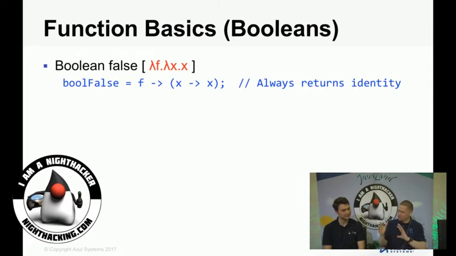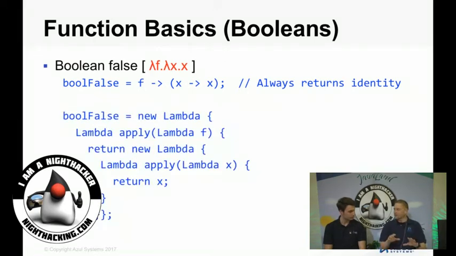So bear with me, because it does take a bit more getting used to. What we're going to say is that false is a lambda expression that always returns the identity. Now, immediately, we're getting a little bit more involved here. And again, we can represent that as an anonymous inner class with an inner class inside it, and say we've got a new lambda apply.